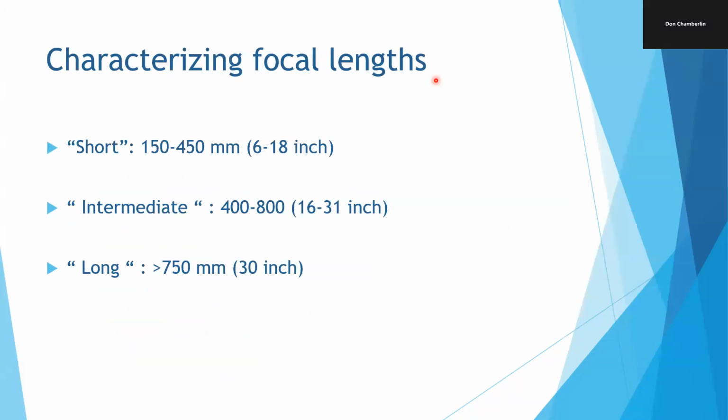So focal lengths can be characterized as short, intermediate, or long. In general, focal lengths of 150 to 450 millimeters are considered short. Everybody's probably got their own definitions of these, but an intermediate focal length is 400 to 800 millimeters, or 16 to 31 inches, and a long focal length is more than 750 millimeters, or 30 inches. And we'll see the effects of changing focal lengths in a little bit.